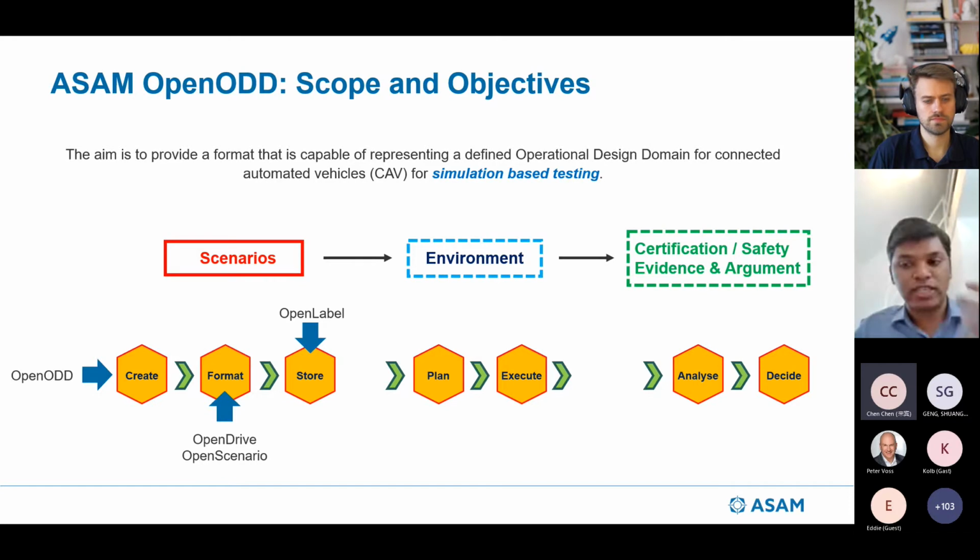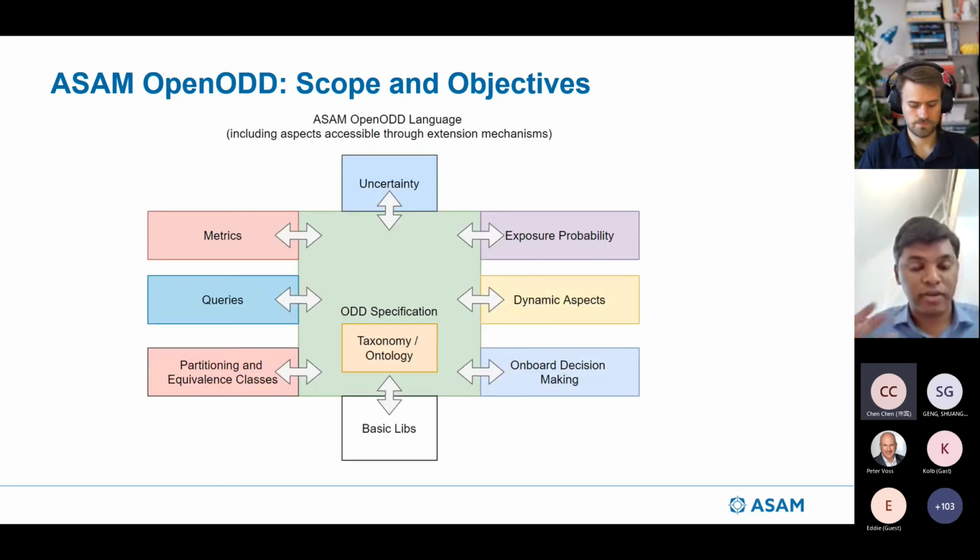If we can do this for test track and real world testing also, that's an added benefit for us. So what we wanted to do was be capable of representing the ODD. What does that mean in terms of the different types of features that we need for a language? So we came up with this figure as a project group as to what we would like to achieve if we had infinite time and infinite resources for ASAM OpenODD.